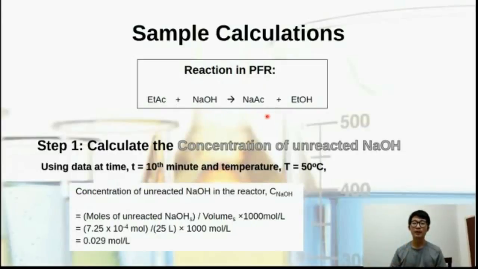Step 1. We calculate the concentration of unreacted NaOH. By using the data at time t equal to 10 minutes and temperature T equal to 50 degrees Celsius, concentration of unreacted NaOH is moles of unreacted NaOH in the sample divided by volume of the sample times 1000 mol per liter, and we get 0.029 mol per liter.